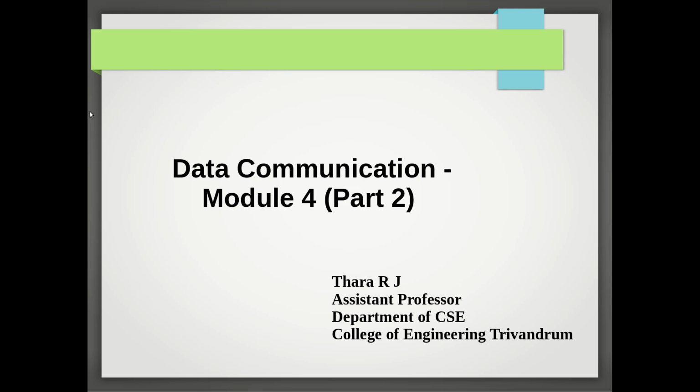Hello everyone, let's move on to our discussion on part 2 of module 4. Module 4 is basically dealing with the multiplexing techniques, and we have already seen an overview of multiplexing, its relevance, everything, and the classification also. So here we move on to our discussion on a particular technique in detail.